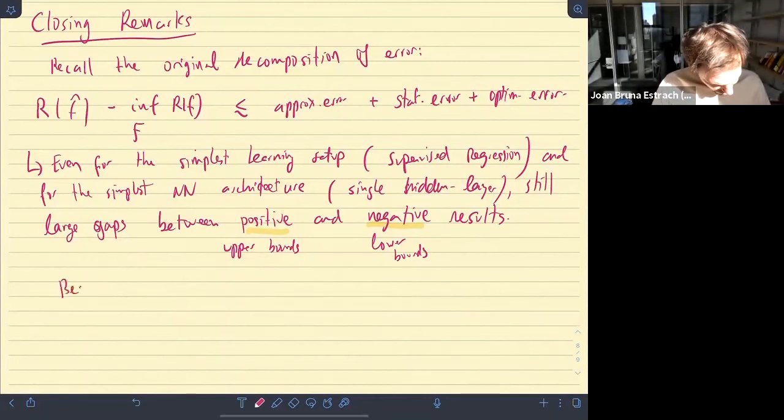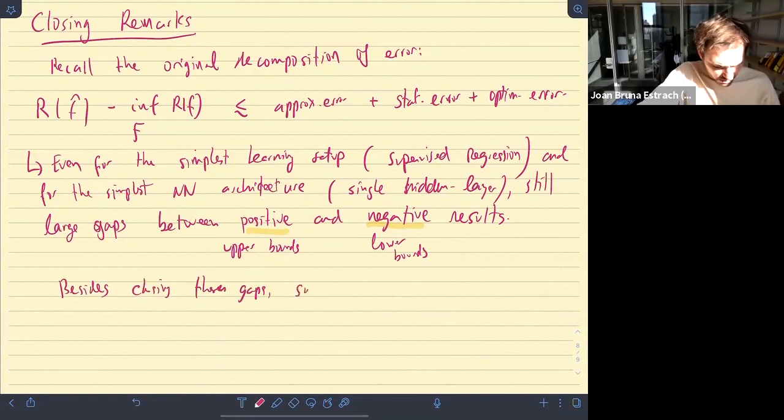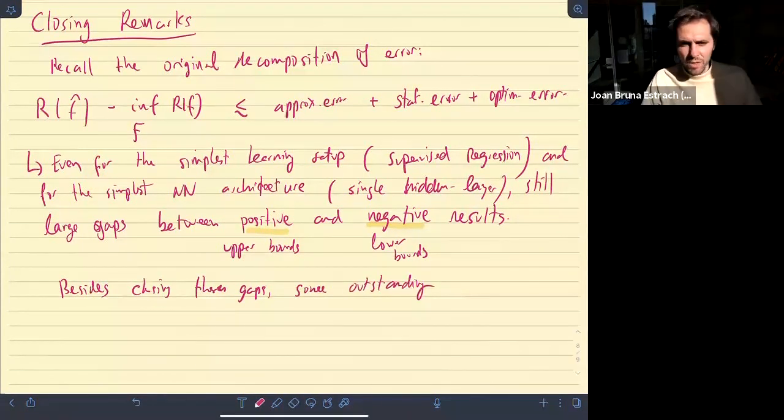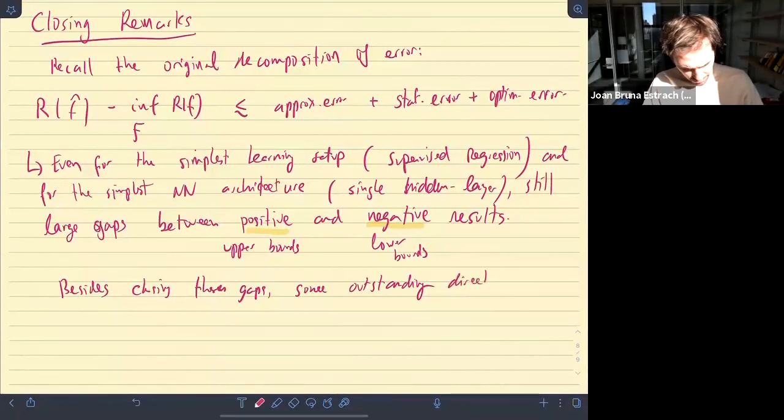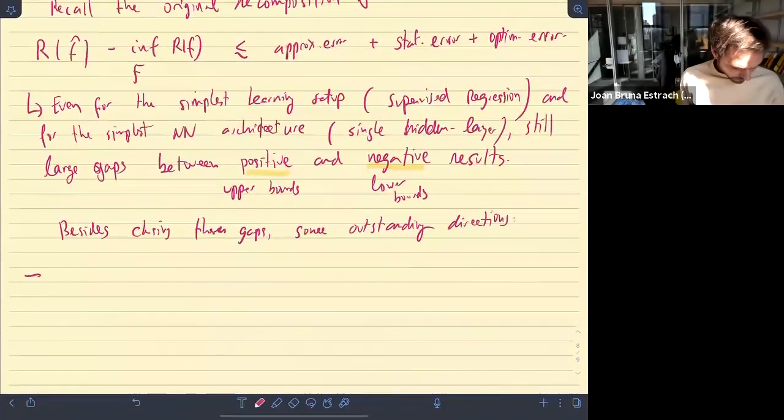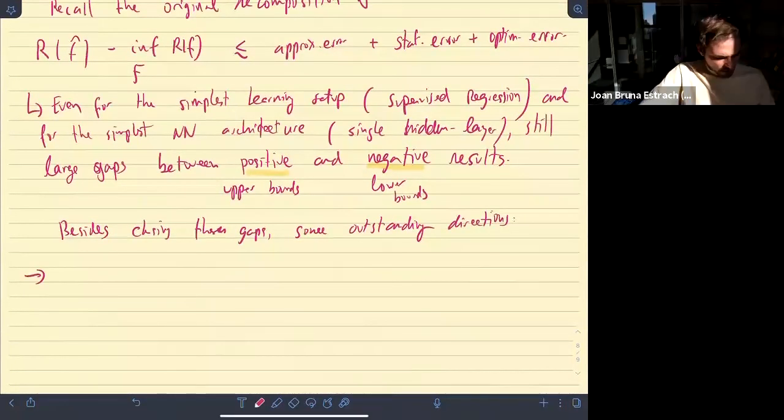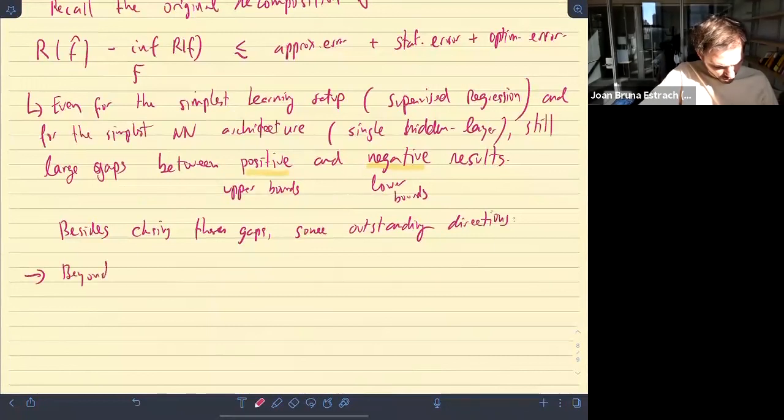But of course, there are many other things to worry about. Besides closing this gap, there are many outstanding research directions that I think are interesting. First, of course, you would like to understand how to go beyond shallow learning.